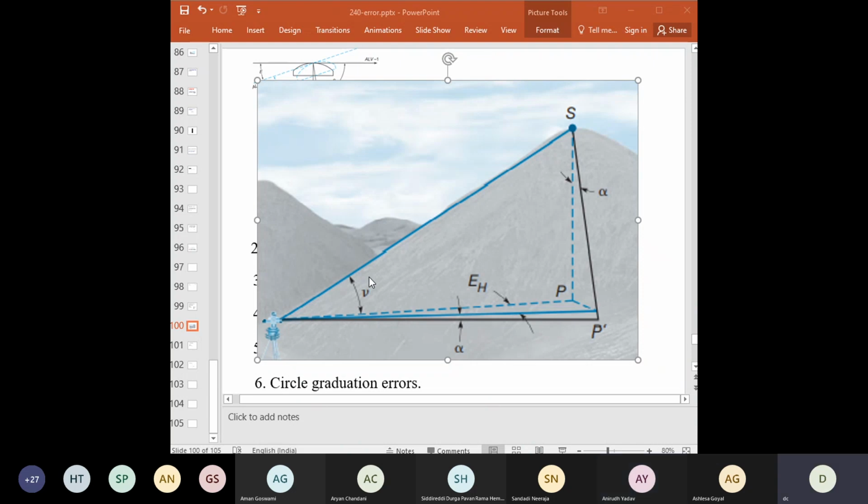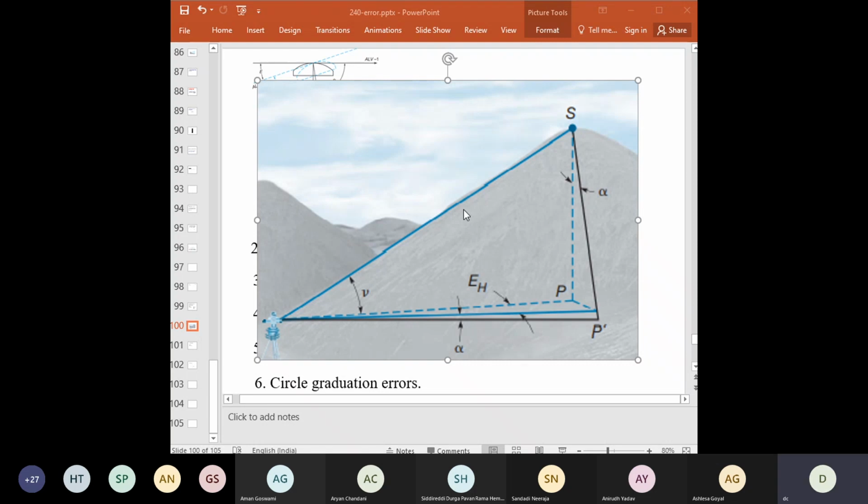And the angle between these two lines is alpha, the amount that the instrument is misleveled or not properly leveled. And from here we can see EH, the error in the horizontal direction, capital EH. So EH is alpha tan nu, and nu is the altitude angle at that point. You can see the altitude angle at point S.